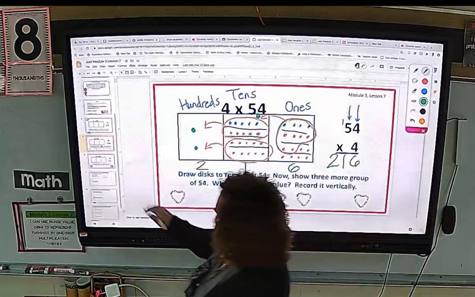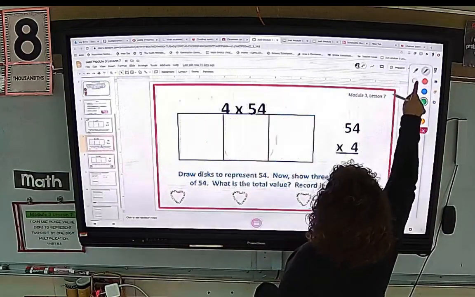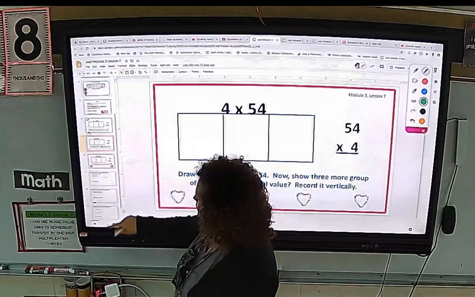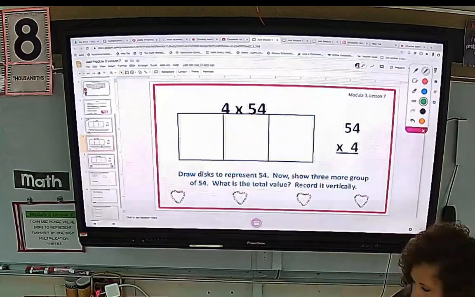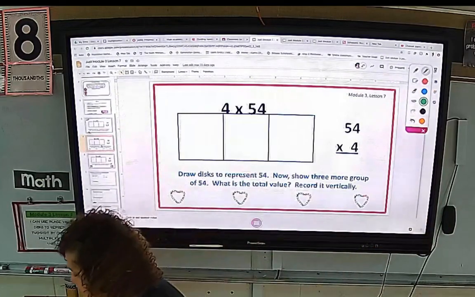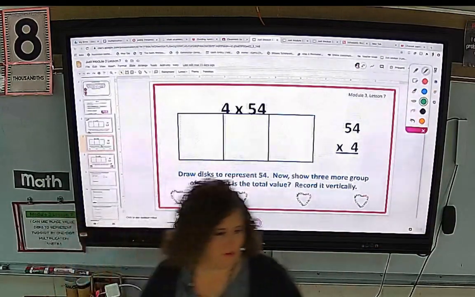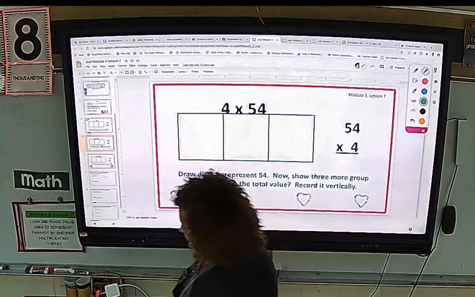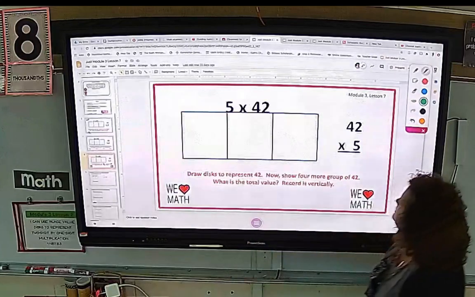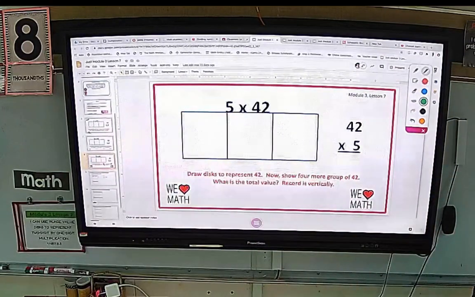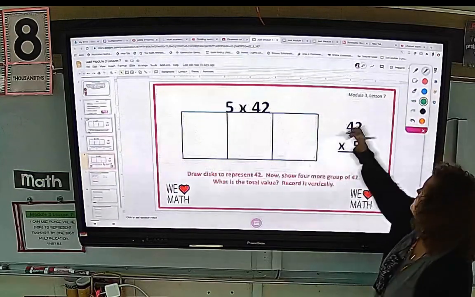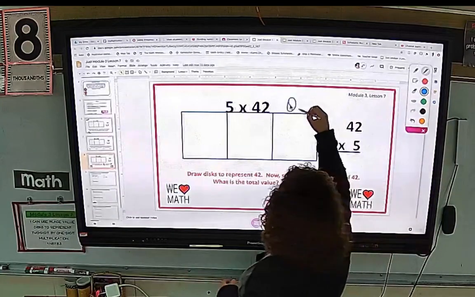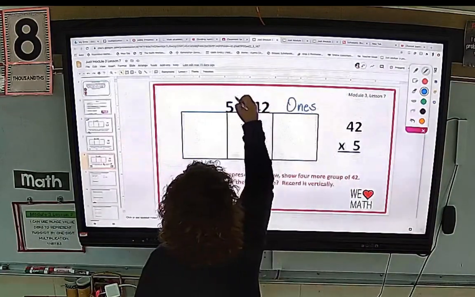So anyway, let's move on to our other example. Clear off your board. We're going to move. All right, so we have 42 times 5. Let me give you a minute to get started and see if you know how to get yourself started on this. All right, go ahead and do that. 42 times 5.